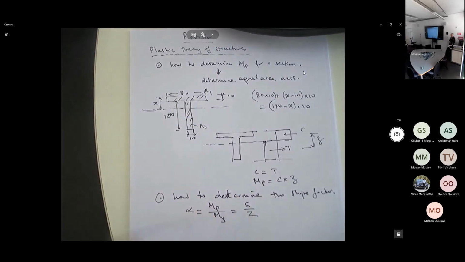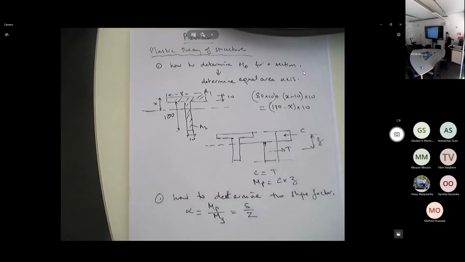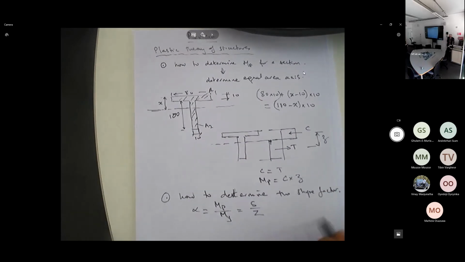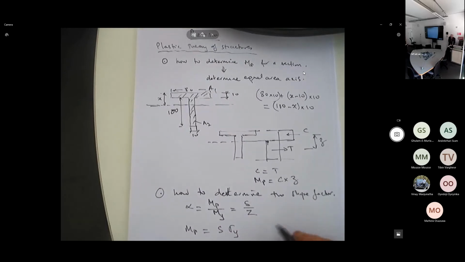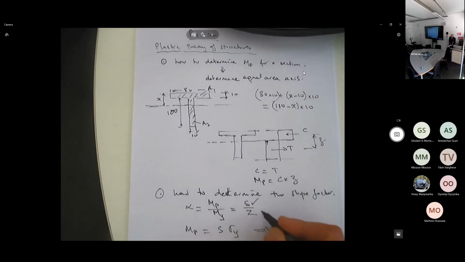Let's say I want to calculate MY or Z. I mean, we can use this. You need the neutral axis. Exactly. So what you can do, you know that MP is S sigma Y. Because you know MP, you can get S immediately, right? By dividing MP by sigma Y. So I've got that. I need to know what Z is.